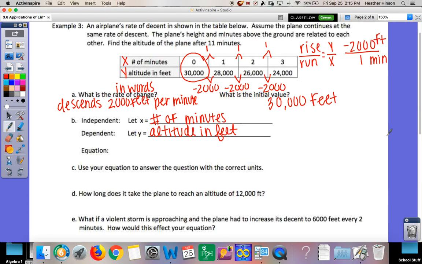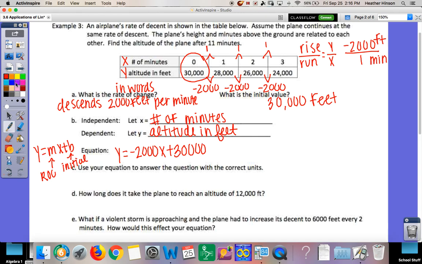Okay, for our equation, we just plug it all in. Y equals mx plus b. M is your rate of change. So what was our rate of change? Well, it descended 2,000, so it was negative 2,000. And then b is your initial. What is the initial? 30,000 feet, so 30,000. We don't put words in the equation, so don't put feet per minute, don't put 30,000 feet, none of that. Just y equals negative 2,000x plus 30,000.